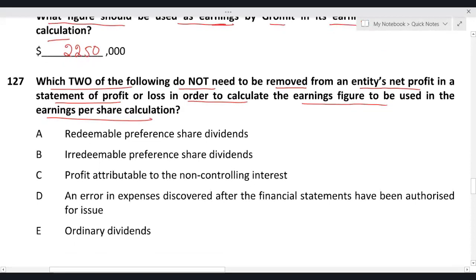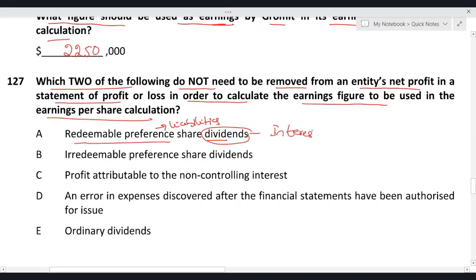Number one, redeemable preference shares dividend. Now listen and listen carefully. At the start of IAS 33, we did emphasize one point: redeemable preference shares are a liability. They are a loan. So logically on liabilities, we do not pay dividend. They are using the name dividend, but logically here, this dividend means interest.